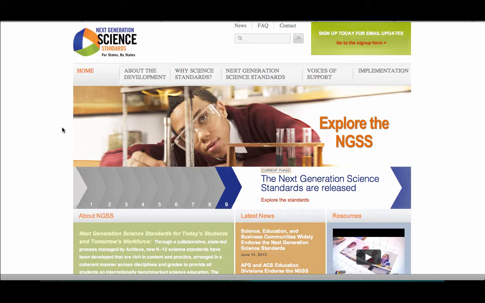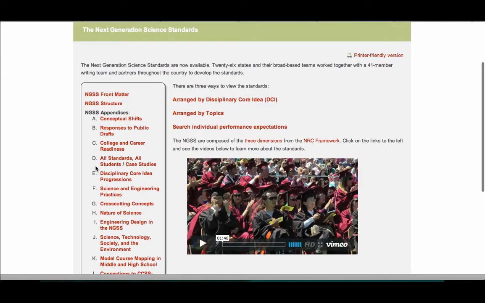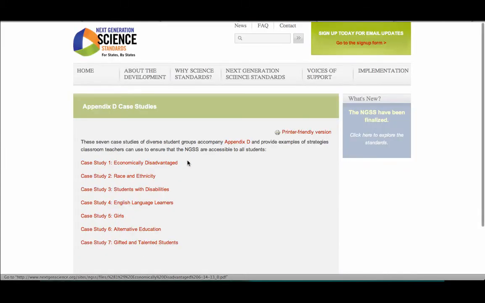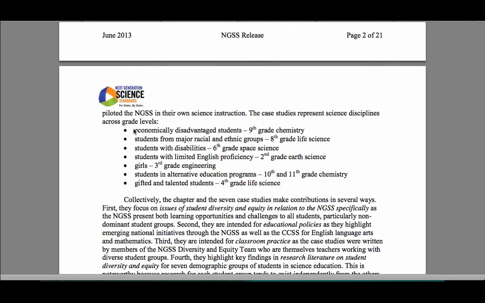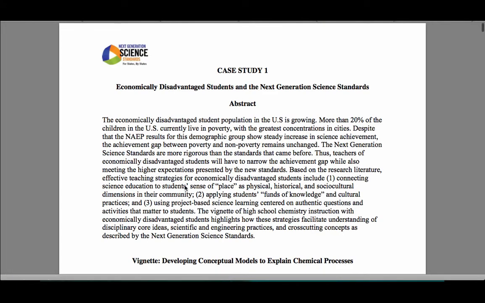Now that we've looked at a brief overview of Appendix D, please go back to the nextgenscience.org homepage, click on Next Generation Science Standards, and then next to Appendix D, All Standards, All Students, you're going to click on Case Studies. Please identify the case study that you previously identified in Appendix D and click on that case study. As a reminder, the 7 case studies are listed here. So once you have identified your case study and you have clicked on that case study, I'm going to look at case study 1 as an example.